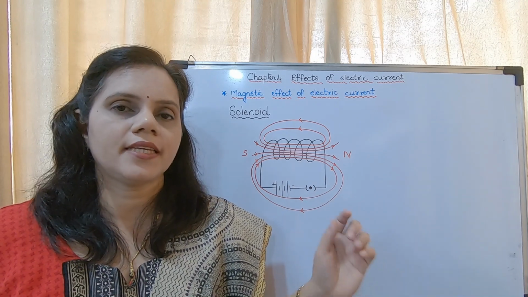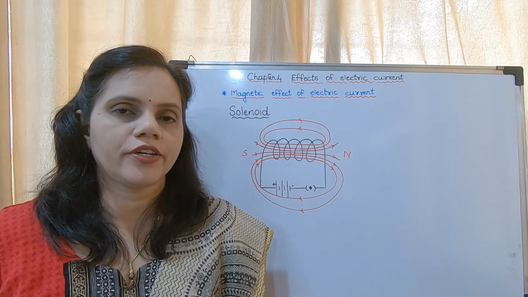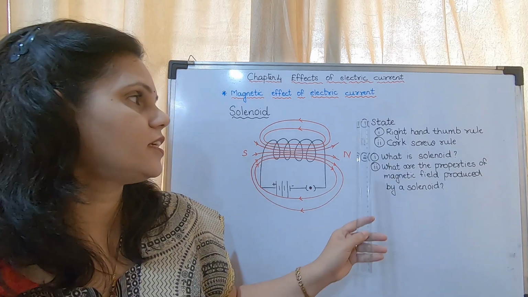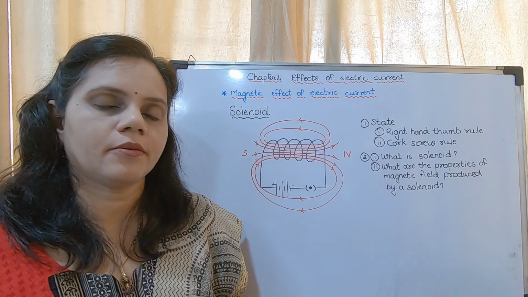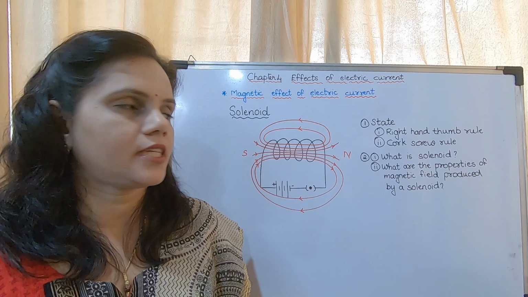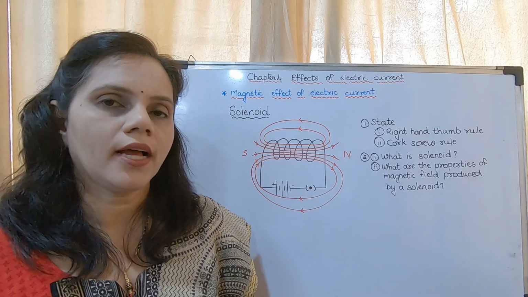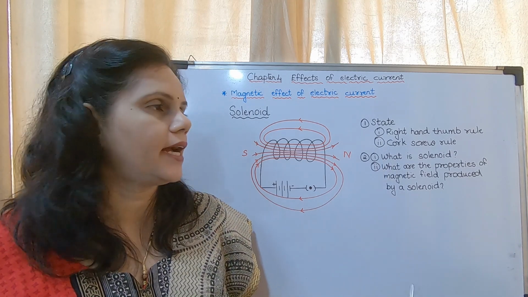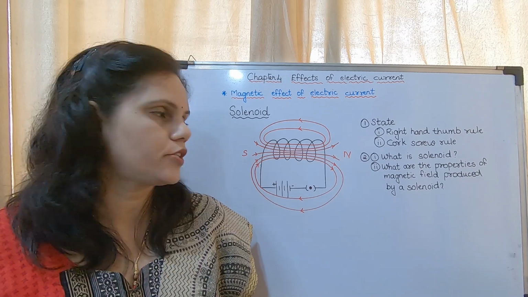Now we may see the homework. What is the homework for today? So this is the homework. State right hand thumb rule. You may copy from the textbook. Corkscrew rule I had written on the board. You may copy that, or it is given in the notes also.